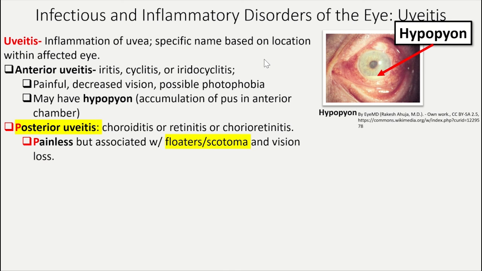Posterior now is painless. So PP, posterior painless. But associated with floaters and scotoma and vision loss. And why do you think it's associated with floaters and scotoma? Well, it's because it's involving the retina, which is involved in signal transduction of light into a mental representation of an image within our brain.